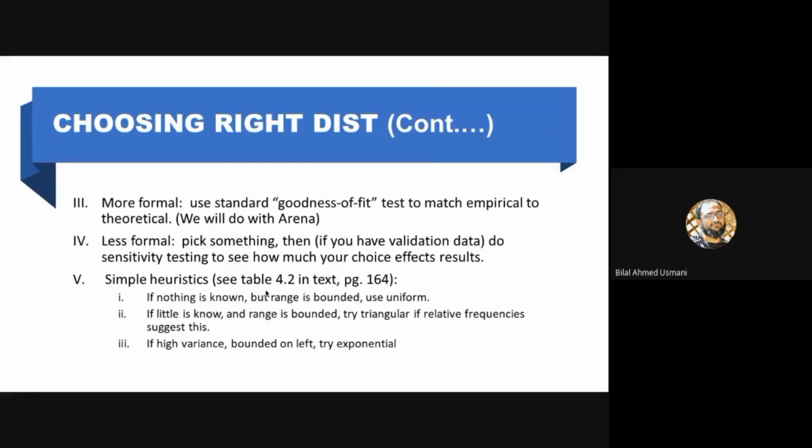More formal, we use the standard goodness of fit test to match empirical to theoretical. We won't be doing that, we won't be doing a chi-square based test or goodness of fit test. Rather, we would just be looking at the distribution shape, and we are more interested in acquiring more data from the sample, in order to increase our guesses.